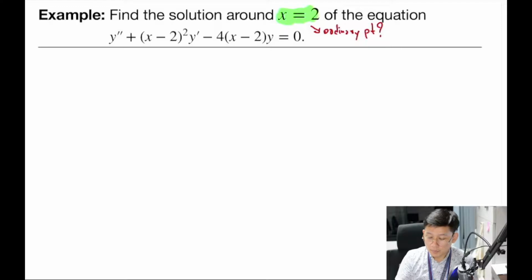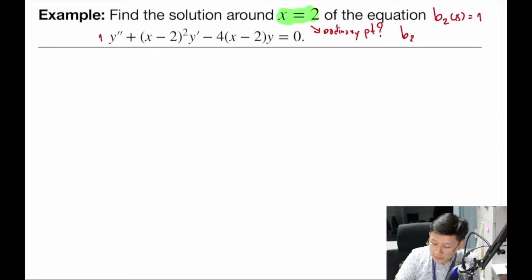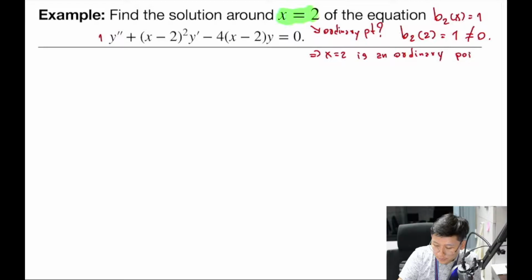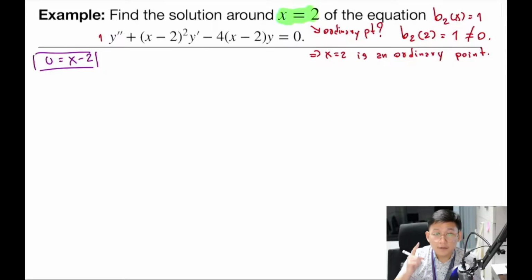We know that right now b2(x) is 1. It's just the coefficient of y double prime. So b2(x) is 1, which means that b2(2) is 1 as well, which is not 0. Which means that x equals 2 is an ordinary point. So the first thing we do is to let u be x minus 2. That is the first thing, which is to do the substitution.